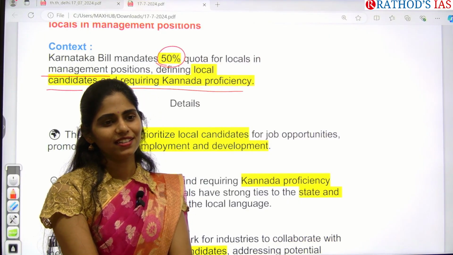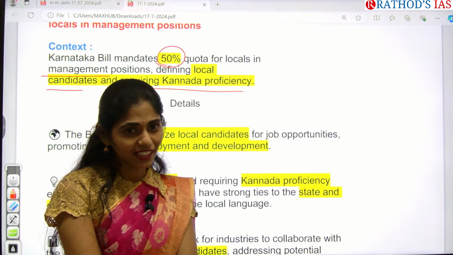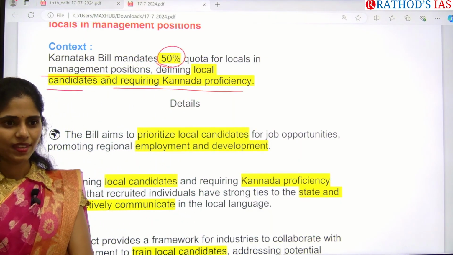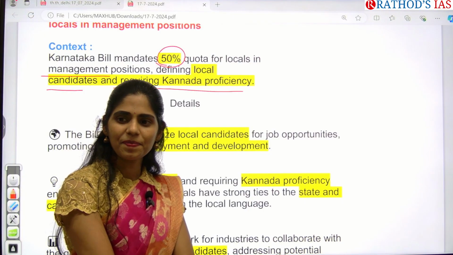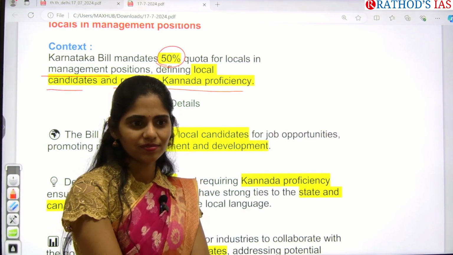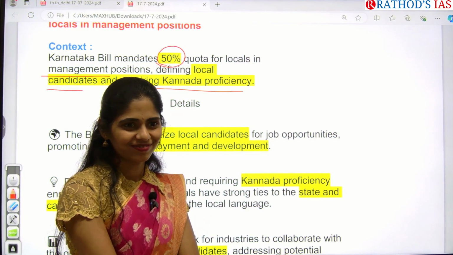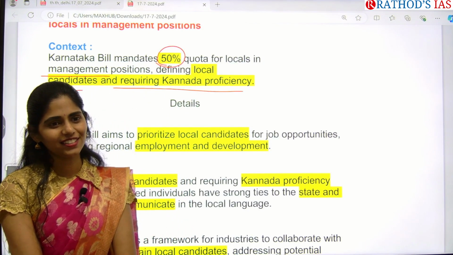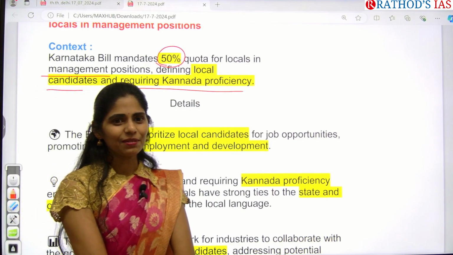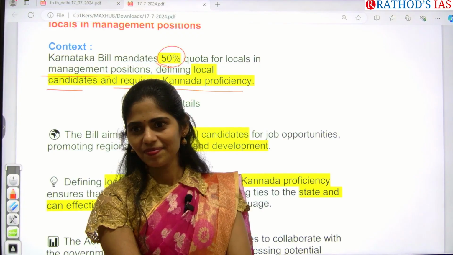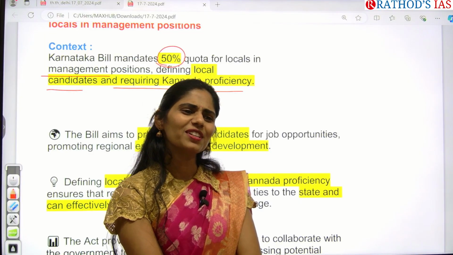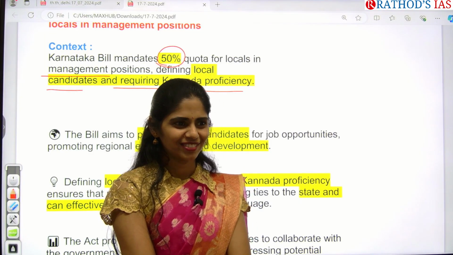Apart from that, decrease migration. Okay, very good. Next, employment opportunities. Okay, state economy can be increased. Yes. Next, I want an exact point. Development of locals. Okay, that comes under local empowerment.